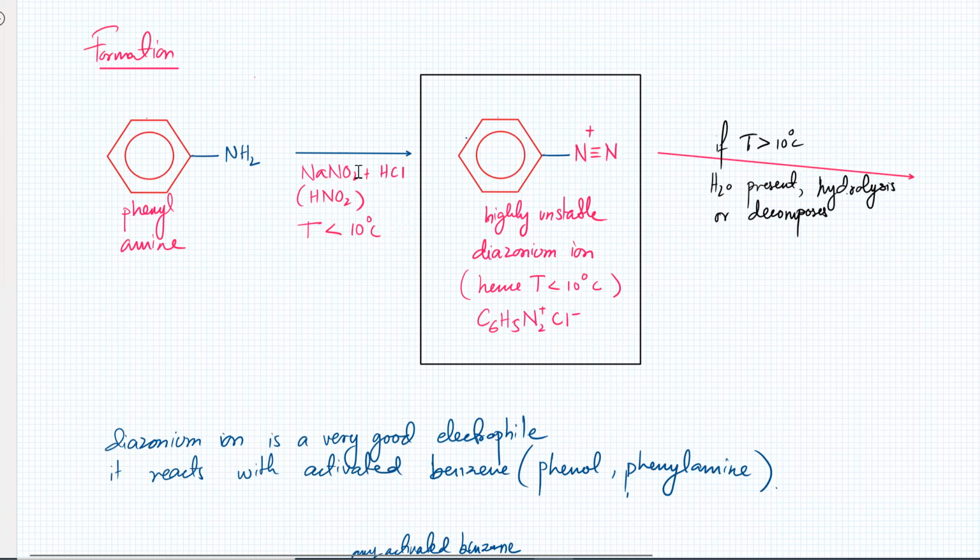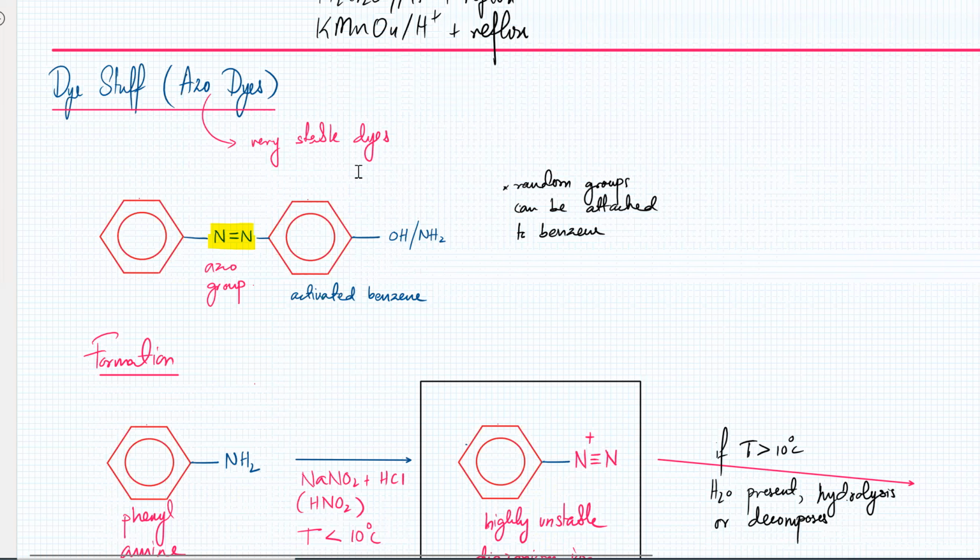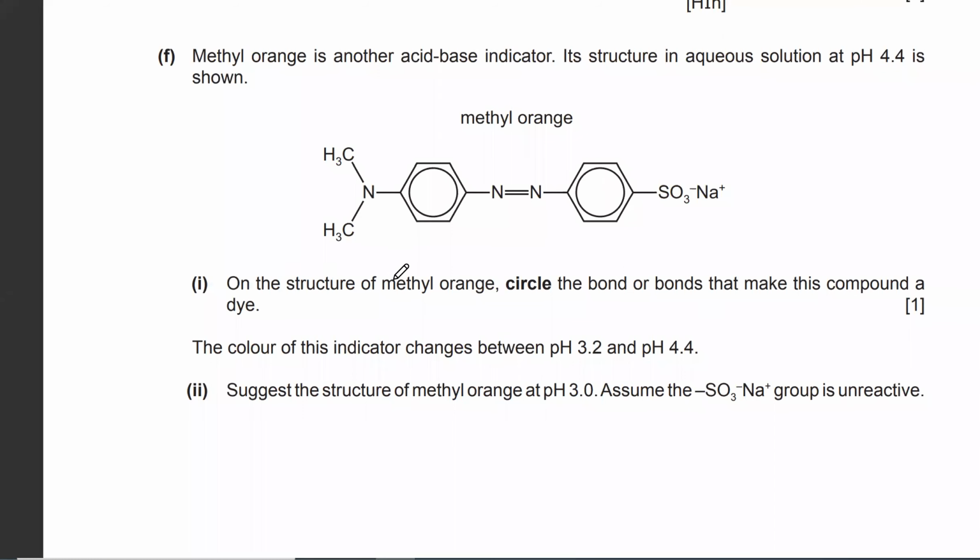So we did dye stuff. We did this thing that an azo dye is something that has this N double bond N azo group between two benzene groups. One of the benzenes is activated. So it's a very stable dye. So he's saying circle the group or bond that makes this compound a dye. So it's this thing over here. Okay, that's the thing that's making it a dye.